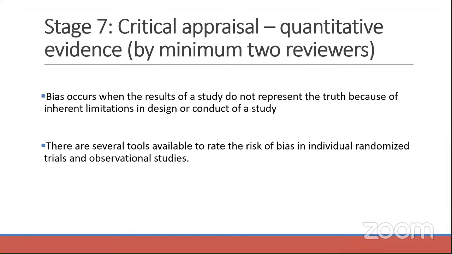Bias occurs when the results of a study do not represent the truth because of inherent methodological limitations in design or conduct of a study. There are several tools available to rate the risk of bias in individualized, randomized clinical trials and also observational studies.